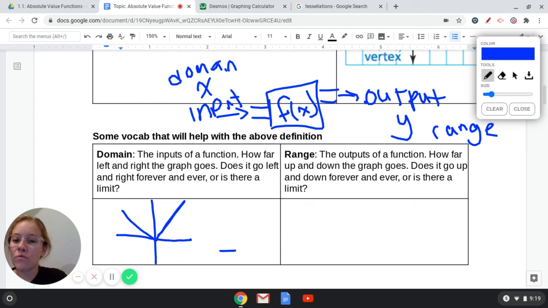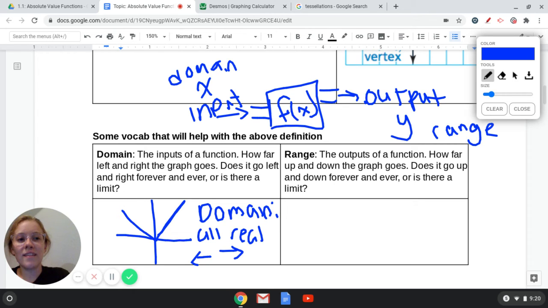Domain is how far right the graph goes and how far left the graph goes. You might think, well, there's no limit. And there's not. You can put in any x value and you'll get something out, which means that the domain is all real numbers.